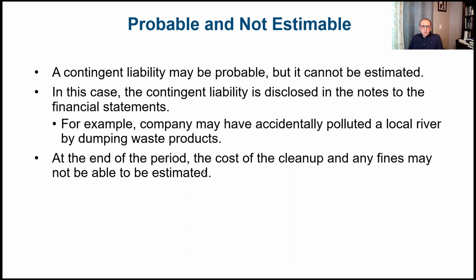So for example, a company may have accidentally polluted a local river by dumping waste products. At the end of the period, the cost of the cleanup and any fines may not be able to be estimated. We cannot estimate it. But most probably we're going to get fined, but we cannot know if we're going to end up paying $5,000 or $100,000. We cannot estimate the value. So we just include a footnote in the disclosures of the financial statements explaining that we have this kind of contingent liability.